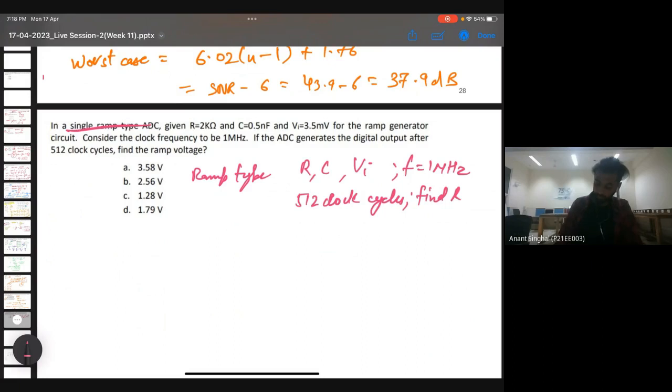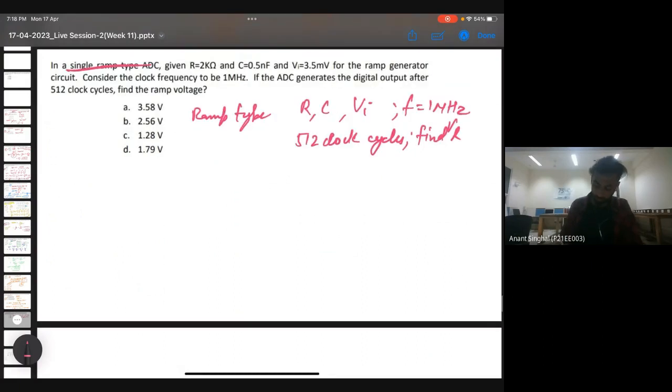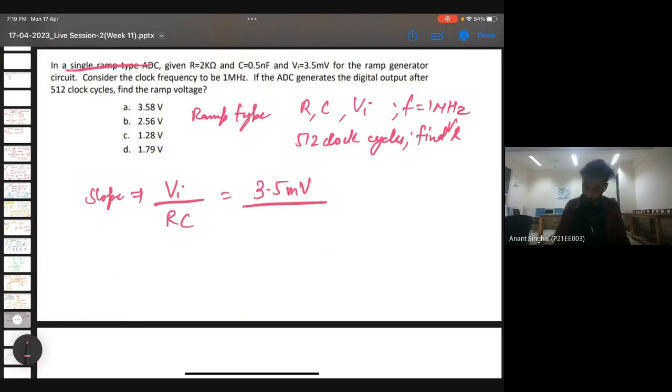So we know that this ramp voltage is given by the slope of this ramp type ADC, which is nothing but Vref upon RC. It is given as 3.5 millivolt, and R is given as 2 kilo ohms, and this is nanofarad. So it is 0.5 into 10 to the power minus 9. So let me try to compute it.